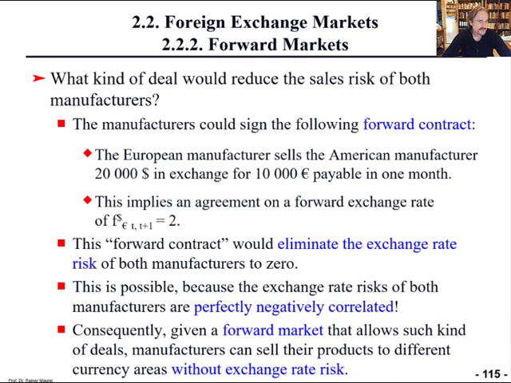Consequently, given a forward market that allows such kind of deals, manufacturers can sell their products to different currency areas without any exchange rate risk. So in this sense, forward markets can help to make the world a little bit safer, or at least less risky.